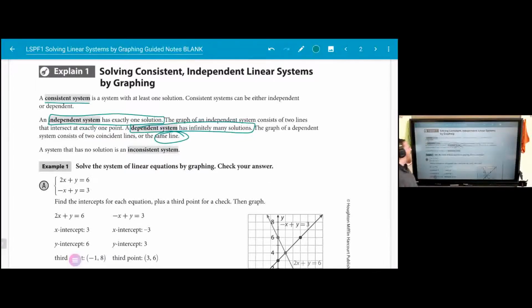Dependent, same line. If it doesn't have a solution, if they are parallel lines that do not touch, we call this an inconsistent system. Now, I am not going to be asking for those words. You need to understand that they exist, but I'm going to be asking how many solutions they have. I'm not going to be asking the type. Okay. Let's take a look at this.